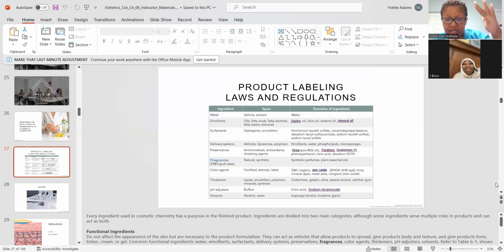So look over these, the different preservatives, the different fragrances, color agents, those D&C colors that we see all the time. Thickeners, you notice emulsifier is in that category as well, because it does the same thing. And then pH adjusters, right? Remember, pH is our acids and our bases or our alkalines. So if we have something that's too acidic, we need to make it a little more alkaline. If we have something that's too alkaline, we need to make it a little bit more acidic.